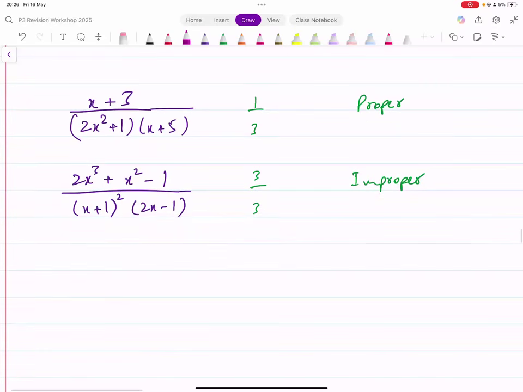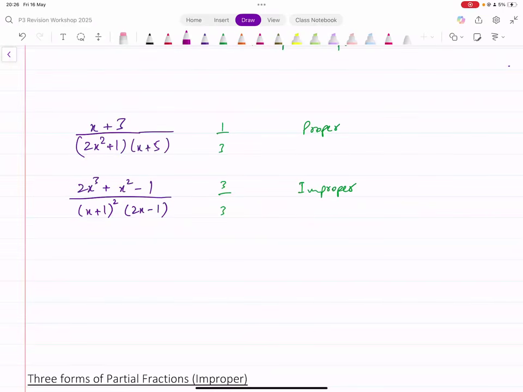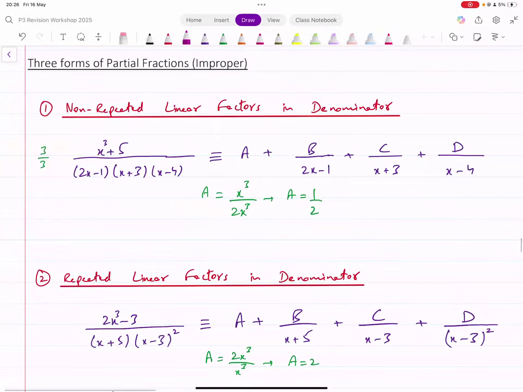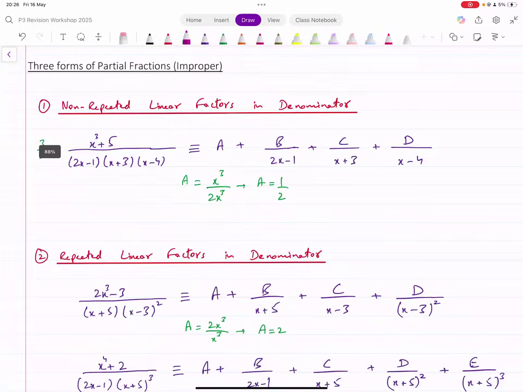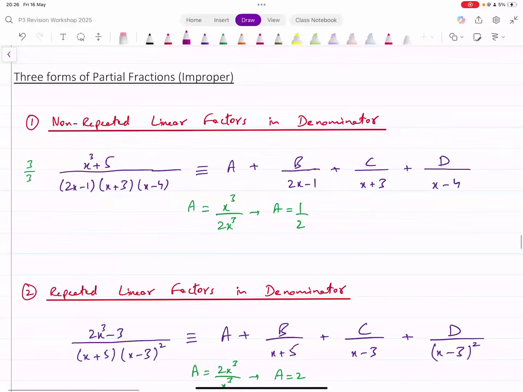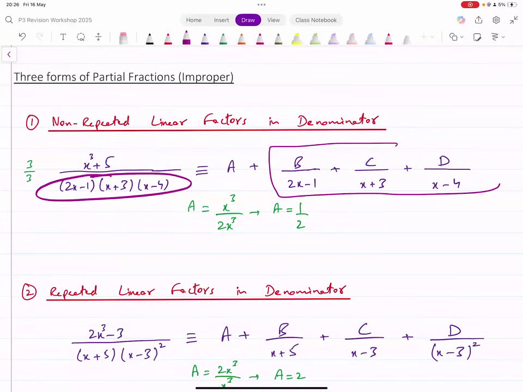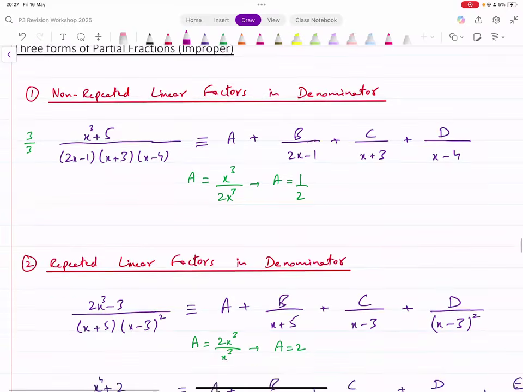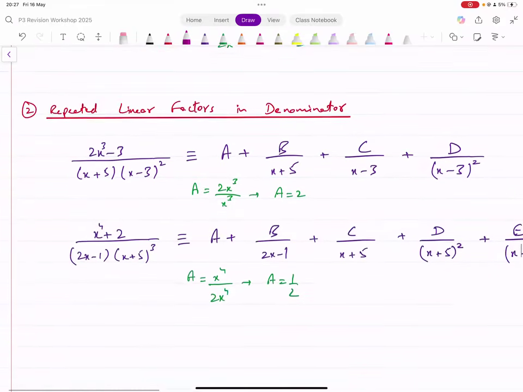Okay. Now, for improper fractions, we would not have the same forms as before. It will be slightly different. What happens is, we have another constant in improper fractions. So for non-repeated linear factors, we would still get those 3 fractions with those denominators separately, 2x minus 1, x plus 3, x minus 4. But we would have an additional constant with them like this. One additional constant. We'll have an A, and you can put that in the beginning or at the end, it doesn't matter.